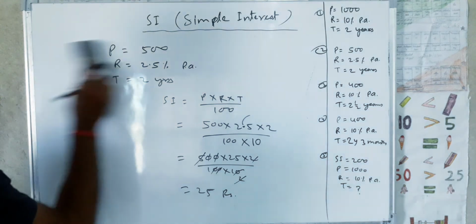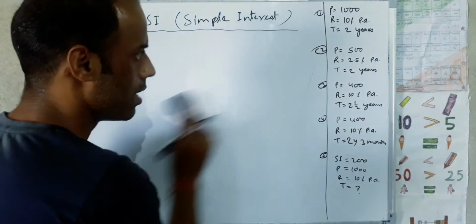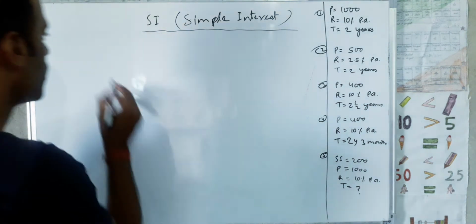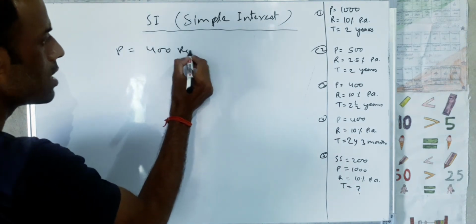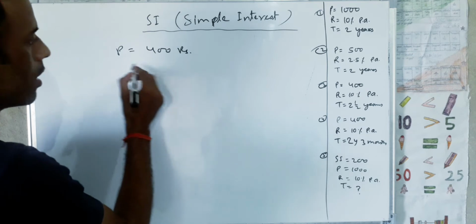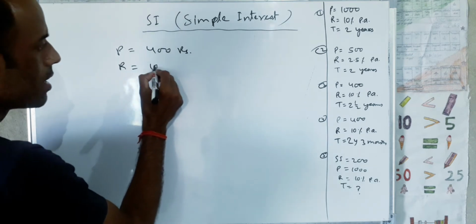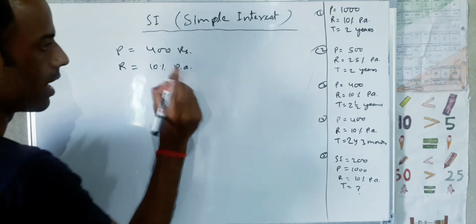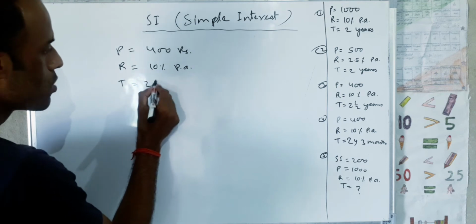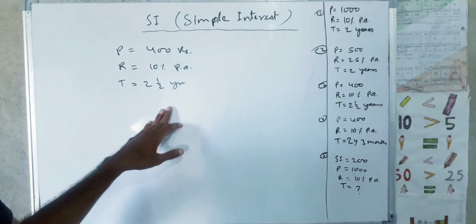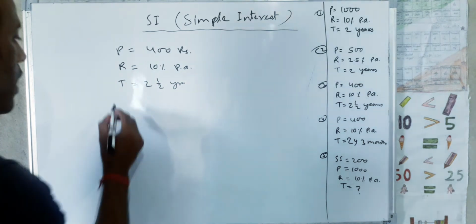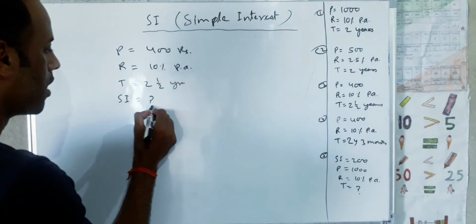Okay, good. Now next is question number 3. Principal is given here rupees 400. Rate is 10% per annum. And time is 2.5 years. Find the value of SI.